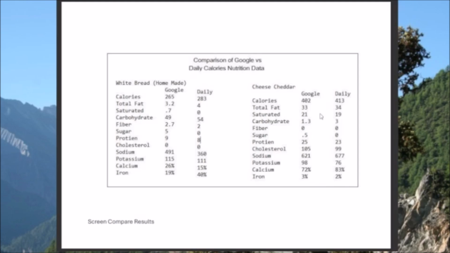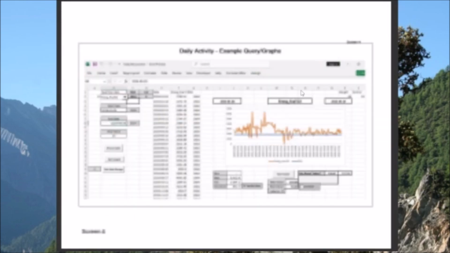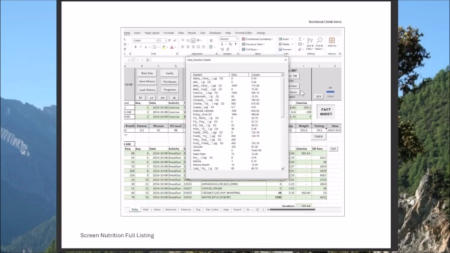Fats are pretty much the same. Saturated are pretty much the same. Number of carbohydrates a little bit different. Again, that could be on the type of cheese, but basically it's pretty close. So this is very important to know, that the nutritional data produced from this is pretty accurate.